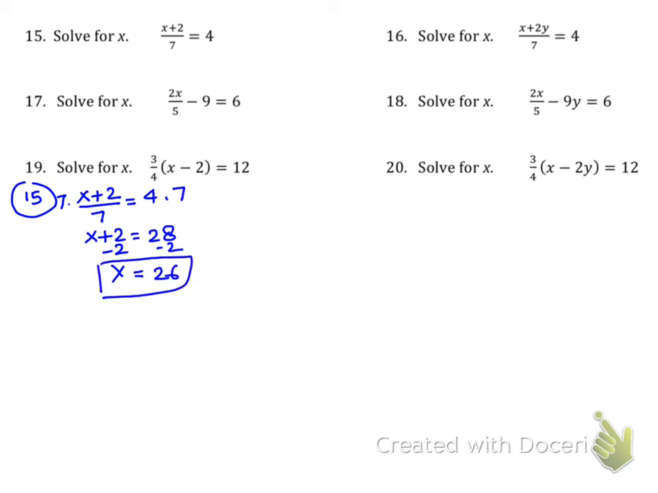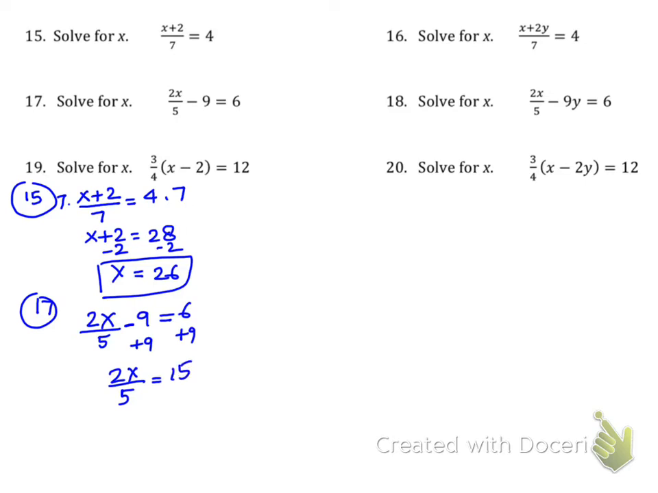Alright. If I have to do 17, that's 2x over 5 minus 9 is equal to 6. Because I need to solve it for x, I need to add 9 to both sides. So I add 9 to both sides. I get 2x over 5 equal to 9 plus 6, which is 15.